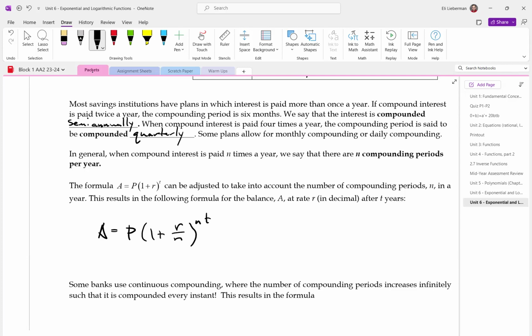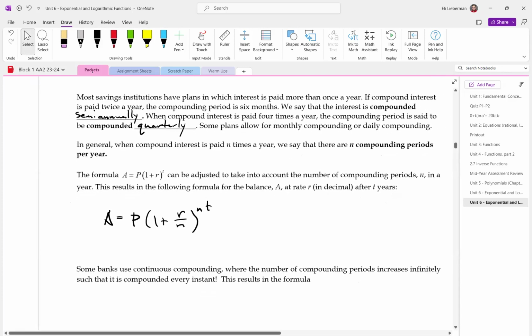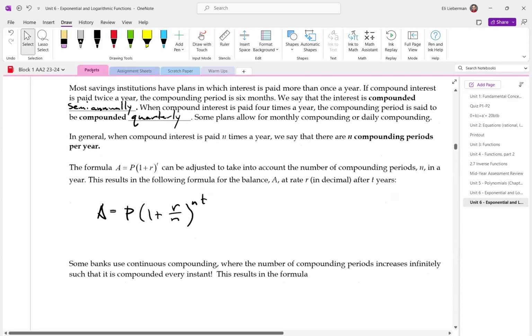In other words, if it's compounded monthly, that n is going to be 12. Does it make sense that we now have to raise it to the 12 times t? It's no longer once per year. You have to multiply by 12 times per year. And this is a formula that you do have to know for sure.